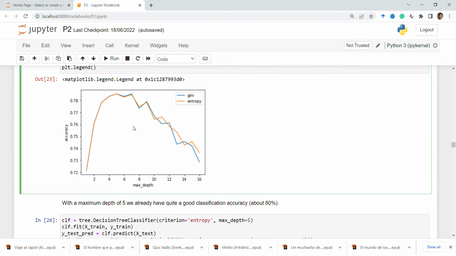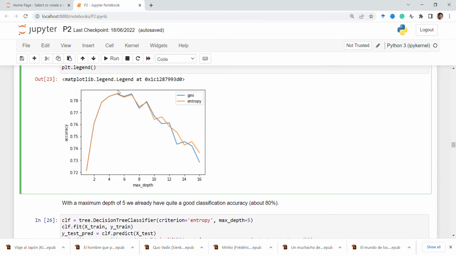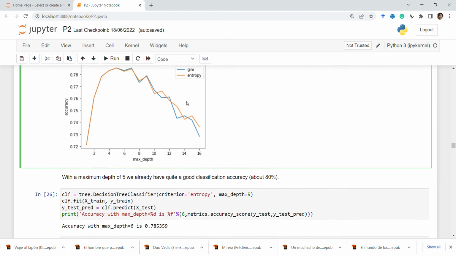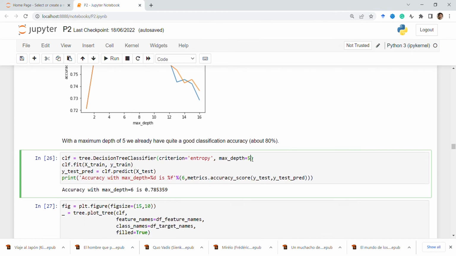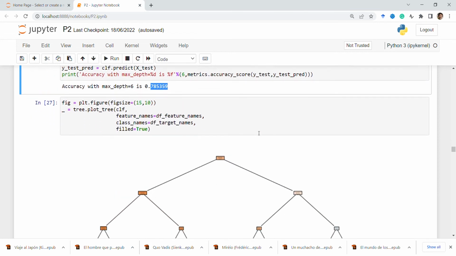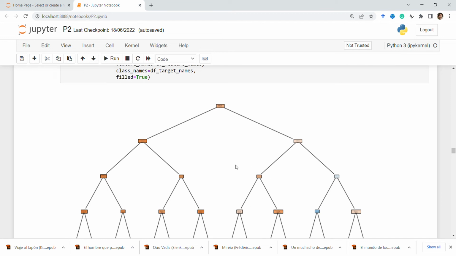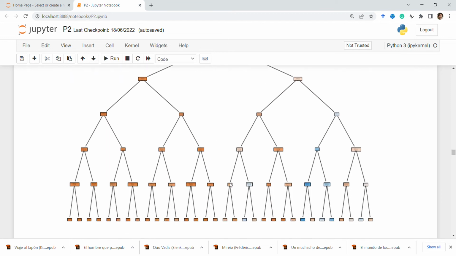Okay, so we will take 5 as a good representative of a relatively simple tree, and the classification accuracy is about 80%. And so we construct a tree with entropy with a maximum depth of 5, and the accuracy is 78.5, so only 2 points above the very simple classifier. And when we plot the tree, it is hard to see anything, so later we will construct a simpler tree so that we can see better.